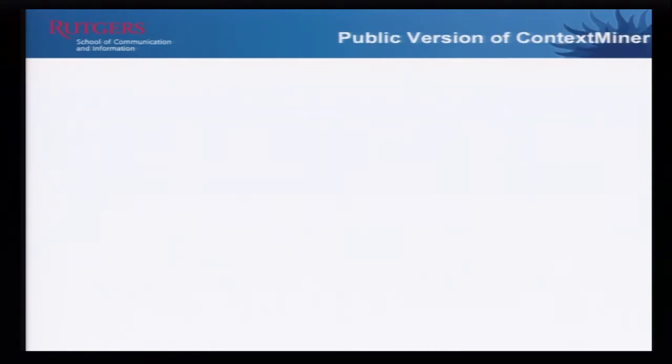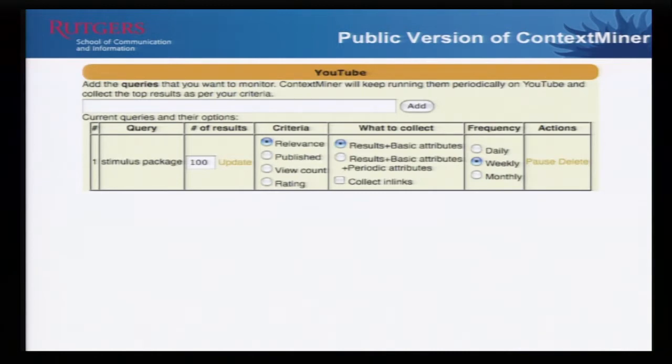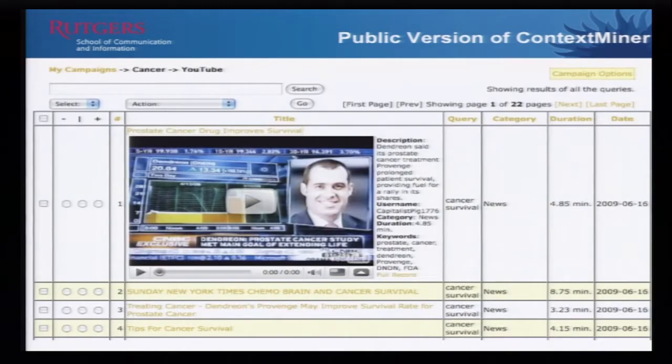All right, since my time is almost up, I'm going to give you a few pointers. The ContextMiner that we developed internally for our data collection has been available publicly for all those years. This is what it looks like. You can create your own campaign, and you can set up your queries. This is a campaign about cancer research, and you can see the kind of data you can collect.